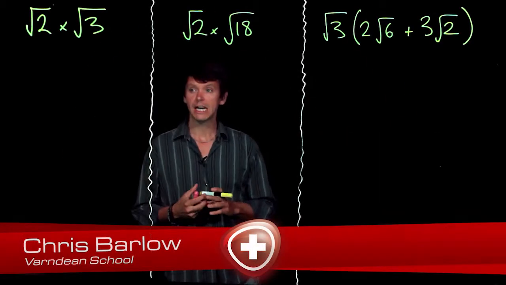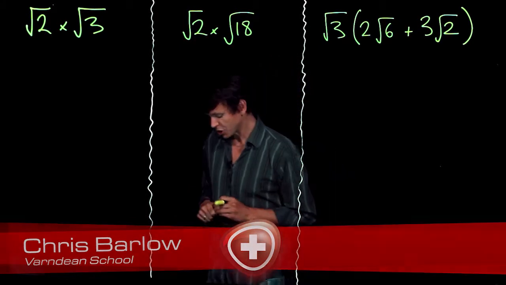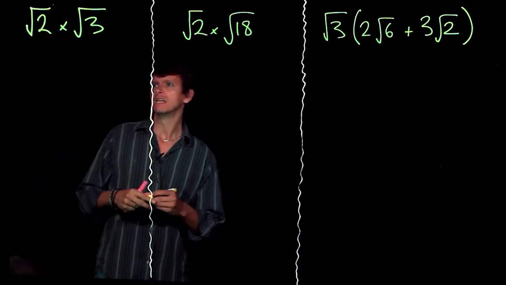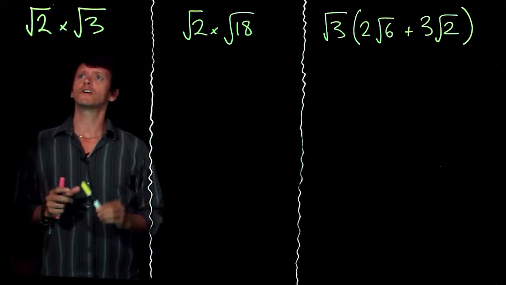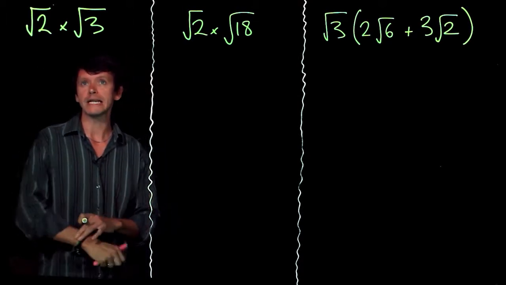We're going to have a look in this video at how we multiply surds together. Remember, surds are numbers in square roots. They're irrational numbers. Let's have a look at this first example. The square root of 2 multiplied by the square root of 3.